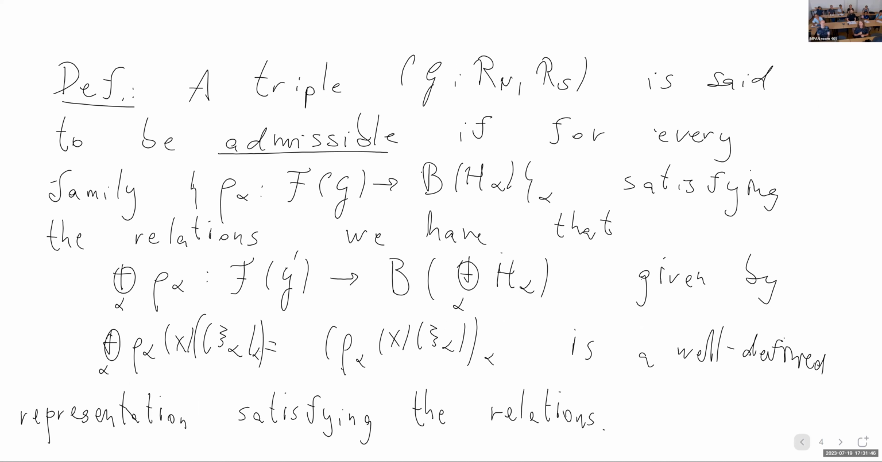If you have a family satisfying the relation, then the direct sum also satisfies the relation. But it's not that every representation satisfies the relation. So it's the triple that's admissible, not a representation itself. And that's why using these relations is not really well behaved, because you can have a representation of the universal C-star algebra not satisfying the relations.